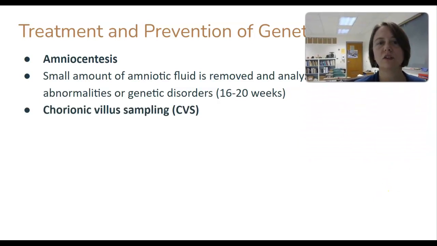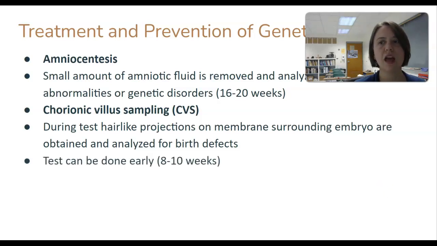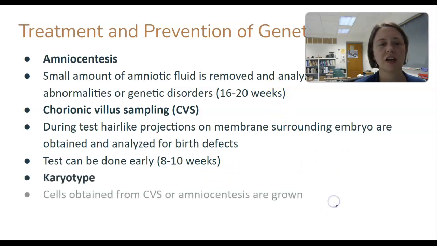Another thing one can do is chorionic villus sampling. During that, the membrane of the embryo has these little hair-like projections, the chorionic villus, and you can take some of those projections off. The baby's DNA would be on there, so you can analyze that for chromosomal abnormalities or genetic disorders. The benefit of this is that you can do it much earlier, 8 to 10 weeks, compared to 16 to 20 weeks. There is also a karyotype.